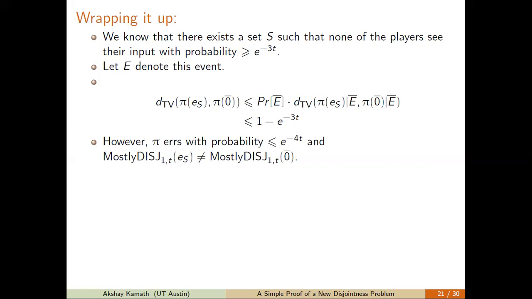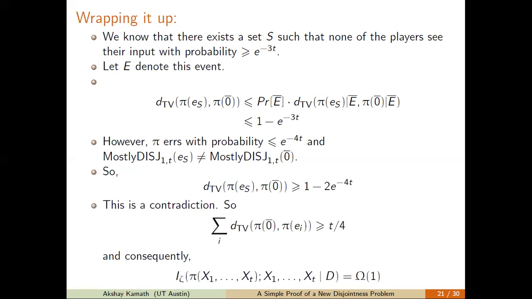And since the protocol pi errs with probability at most e to the negative 4t, we also have that the total variation distance between the protocol on ES and the protocol on the all zeros input is at least 1 minus 2 times e to the negative 4t. So we've arrived at a contradiction, and it must be the case that the sum of the total variation distance terms that we spoke about on the last slide is at least t over 4. And consequently, the conditional mutual information term that we wish to bound is omega of 1.